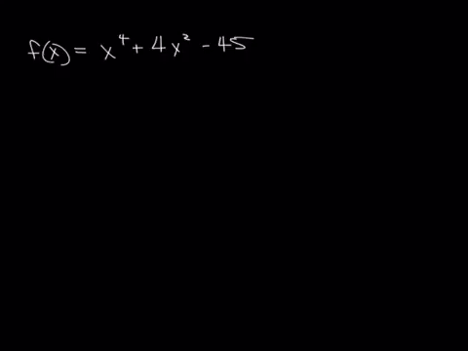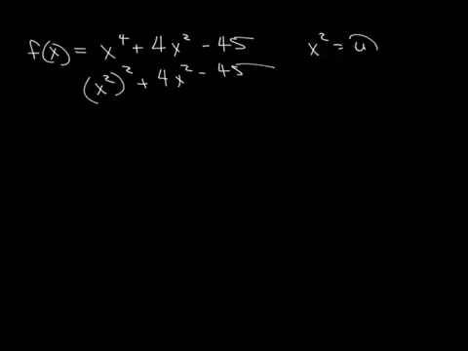The book isn't using this method, but it's one I like to use when this is an even number and I have an x squared there, which is usually going to be the case. I remember a while back I said, let's take the middle term and take the variable and make it equal to u. Then I can write this as x squared squared plus 4x squared minus 45. The book isn't doing this, so I'm going to substitute u for x squared.